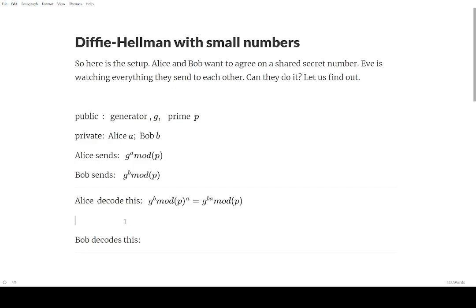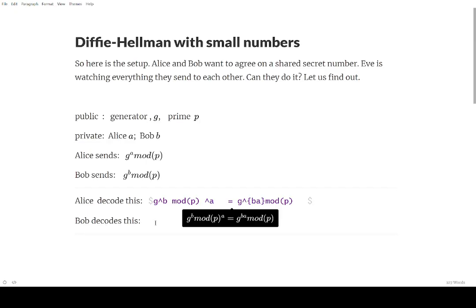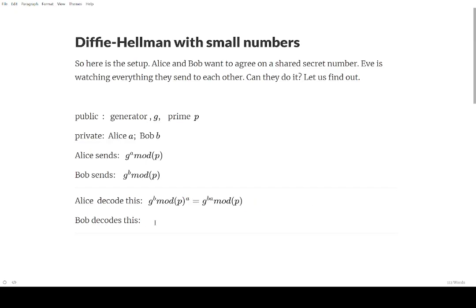And what's going to happen with Bob is he's going to do almost the same thing. You can imagine. He's going to take the G to the A and he's going to raise that to the Bth power. And that's going to be the same as taking the Bth power within the A.